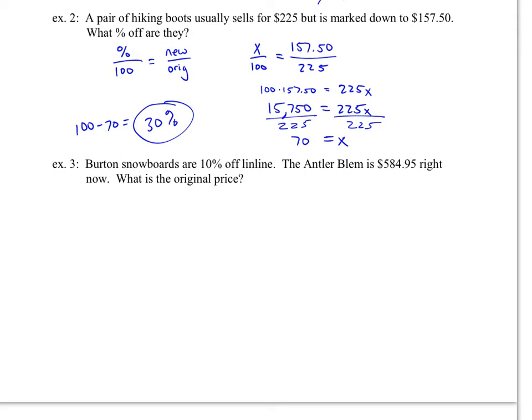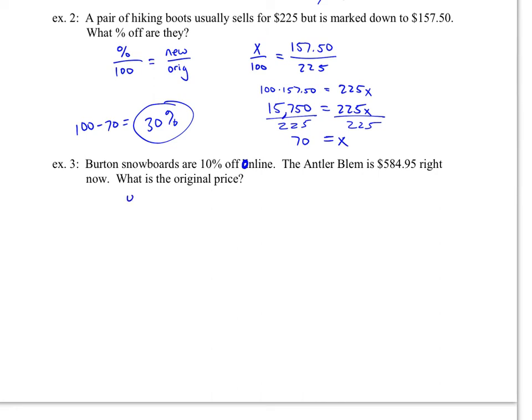All right, let's do another one. Burton snowboards are 10% off online. Should say online. They're 10% off online. The Antler Blem is $584.95 right now. So that's after the 10%, right? Because that's right now. What was the original price?